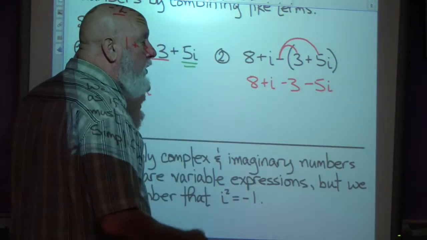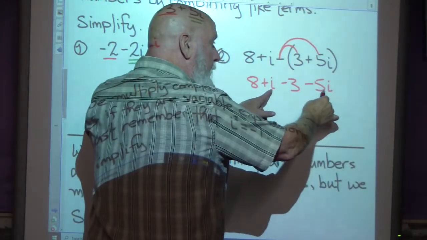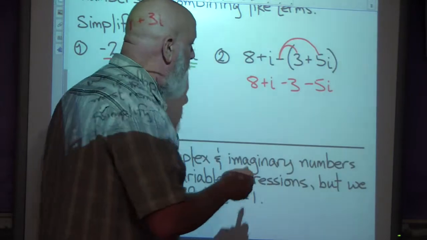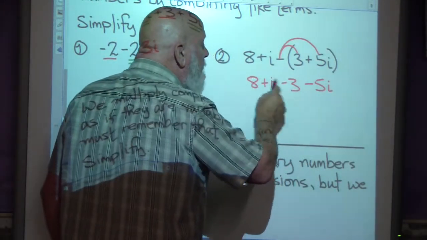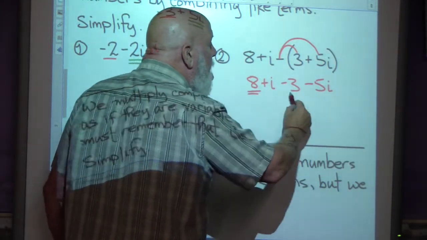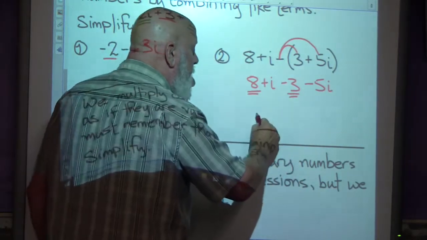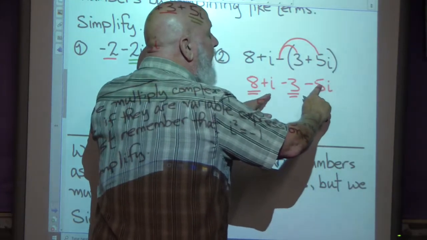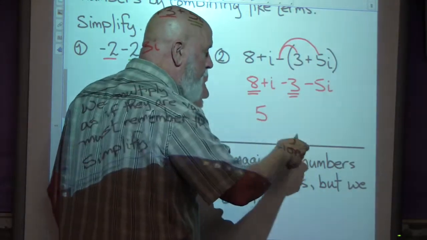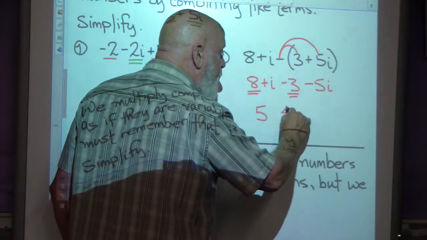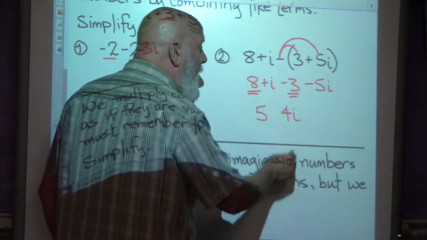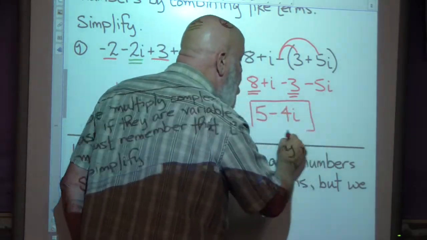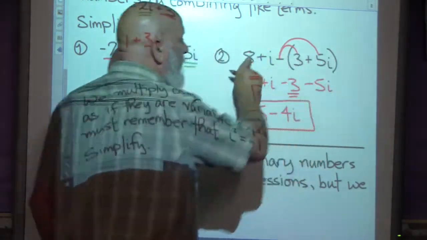And now I combine like terms just like these were variables. They're not variables, but I can treat them like variables as long as all I'm doing is adding and subtracting terms. So I'm going to add my constants together first. 8 minus 3 is 5. And I'll add my imaginary parts now. And I have negative 5i plus 1i. Well, they're different signs, so I'm going to subtract. That'll give me 4i. And I'll keep the sign of the one with the greater absolute value. And there's my complex number. That's a simplification of this mess right there.